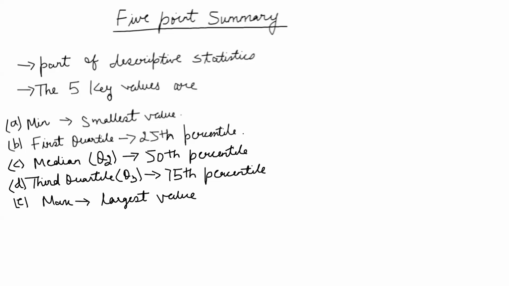So minimum value is the smallest value in that particular attribute or feature. The first quartile is the 25th percentile, which means that 25% of the values lie below this. Then we have the 50th percentile, which is the middle value or median, which means 50% of the values are below it and 50% of the values are above it. Then third quartile, the 75th percentile, which means 75% of data is below this particular value. And the maximum value is the largest value in that particular variable or feature.